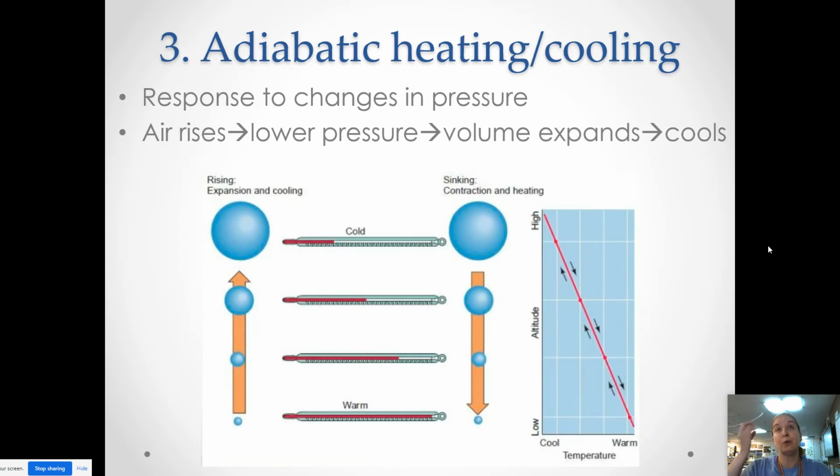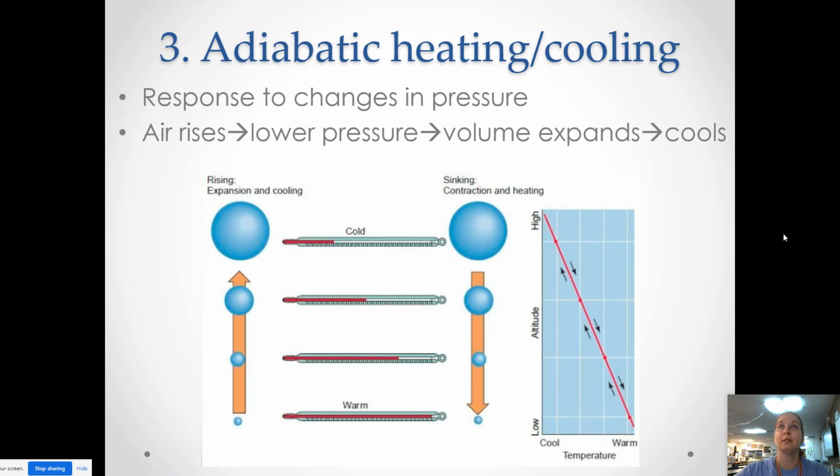Adiabatic heating and cooling. So this is a response to change in pressure. So as air rises, it's a lower pressure. So the volume is going to expand. And then as it cools, it's going to go back down. So it'll contract. So expansion and cooling as you go up, and then it'll actually sink and contract and heat back up.